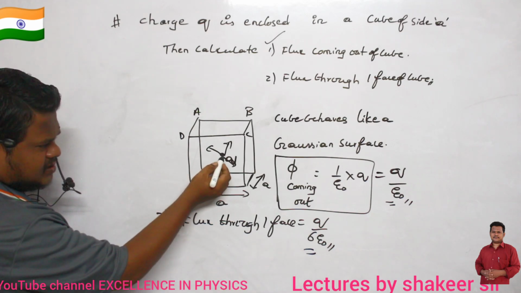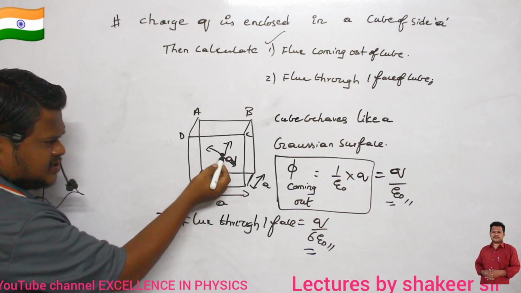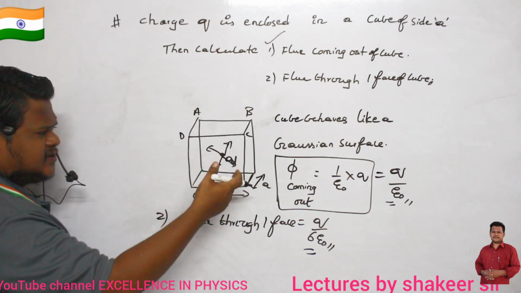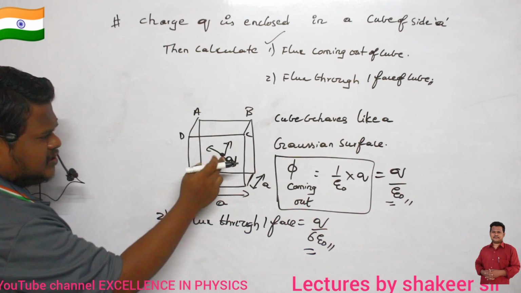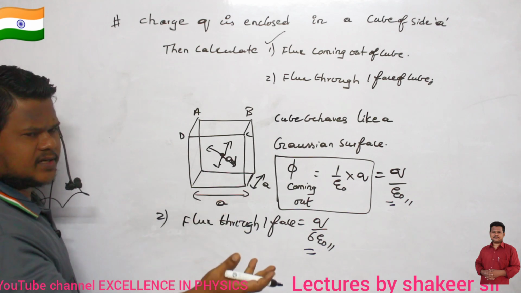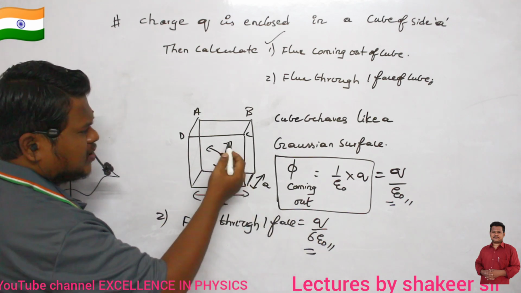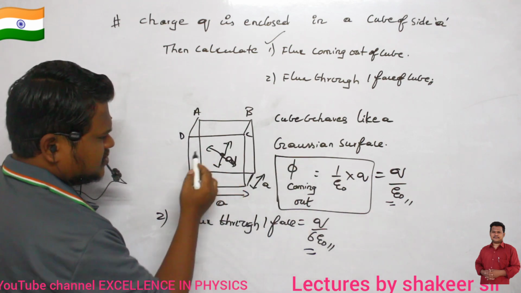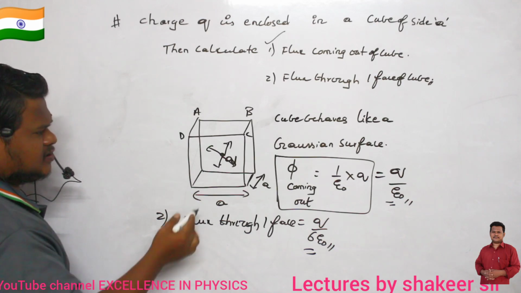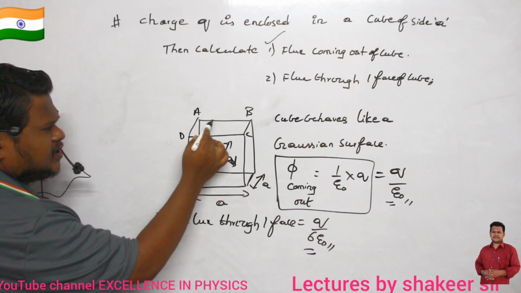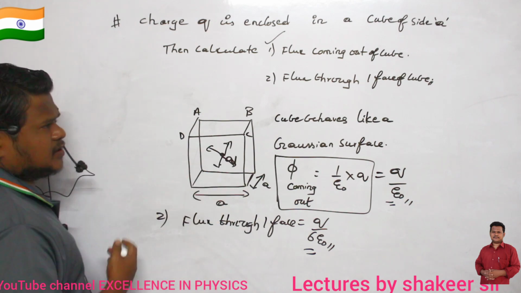This charge here is symmetrical to every face. It is present at equal distance from every face. Are you able to understand? So definitely through every face, the same amount of flux lines will come out. So flux through each face will be 1 by 6th of the total flux produced by this charge. Total flux produced is Q by epsilon naught, so 1 by 6th of Q by epsilon naught will be the flux coming out of any one face. Come on, make a note up to here.